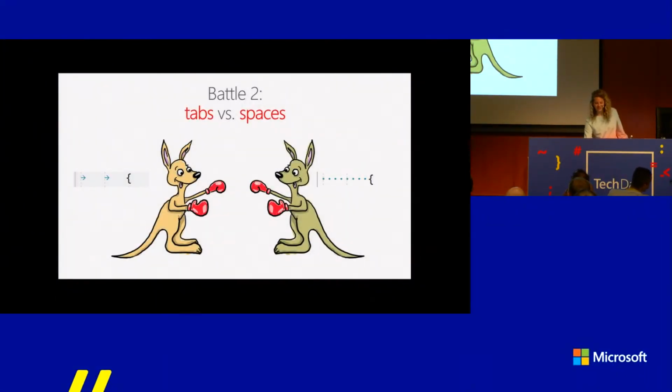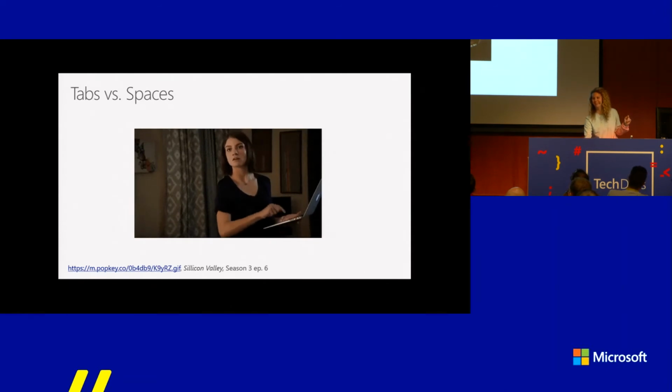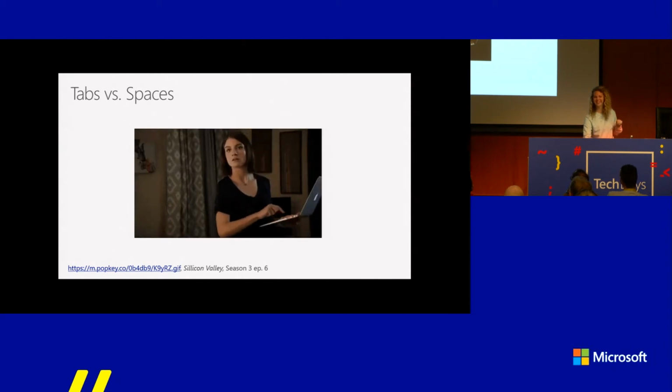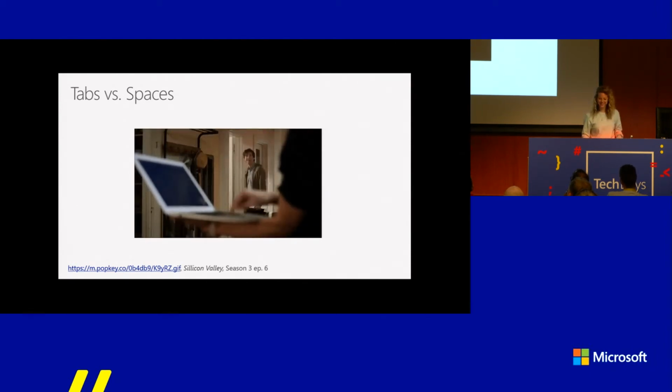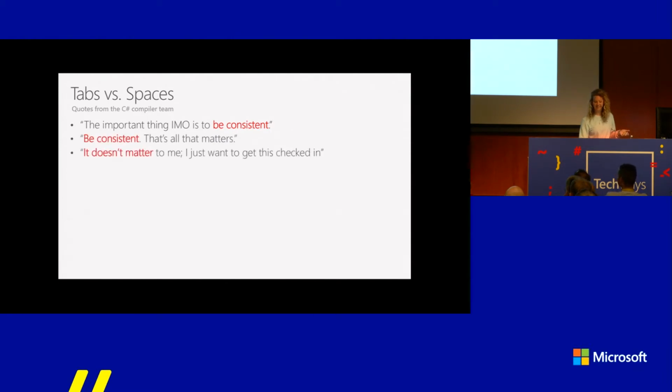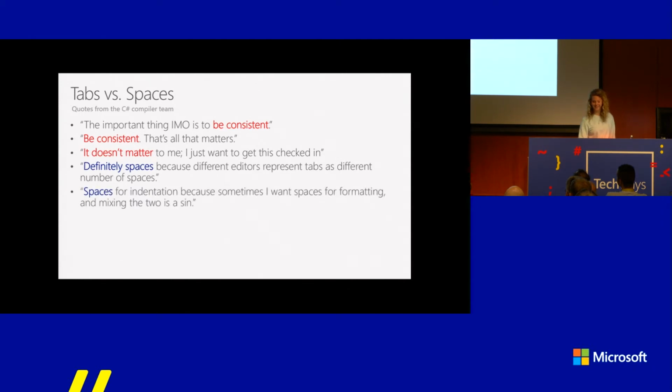So what does the compiler team think? Oh, first of all, if you've seen Silicon Valley, this is how I tell everyone what I work on for a living. If they've seen Silicon Valley, I'm like, the tabs versus spaces, that's me. All right, so consistency, doesn't matter. Definitely spaces. So again, not a whole lot of consensus on the team, but people seem to care a little bit less about tabs and spaces than explicit type and var.